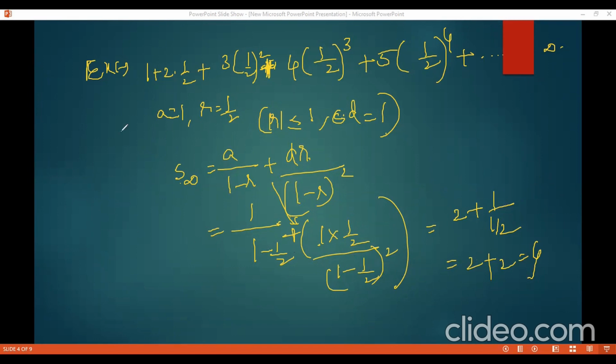Just remember S infinite is equal to the AGP formula, A by 1 minus R plus dr by 1 minus R square. If you remember that, you can easily do either sum to n terms or sum to infinite terms. If mod R is less than 1, then you will get this. If d is equal to 0, A by 1 minus R. Got it? Yes. Let us go to the next part.